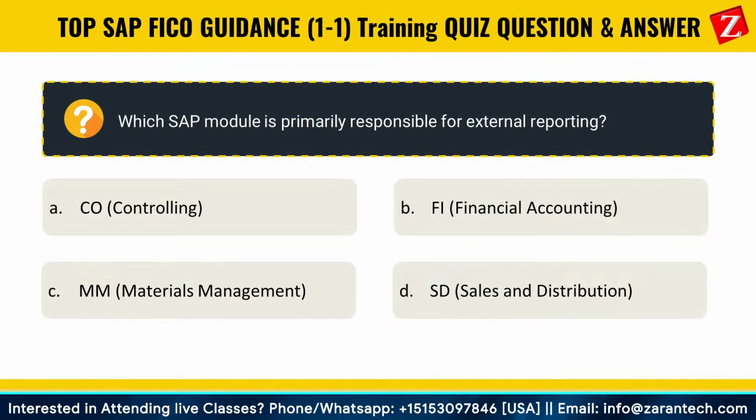Okay, all right. Let's test your knowledge. Here's a question for you. Which SAP module is primarily responsible for external reporting? Option A, CO, Controlling. Option B, FI, Financial Accounting. Option C, MM, Materials Management. Option D, SD, Sales and Distribution. Take a moment to think, and when you're ready, choose the correct option. Remember, each choice holds a key to unlocking the answer. Good luck. Type the correct answer in the comment section.